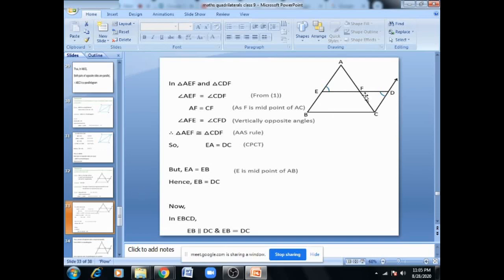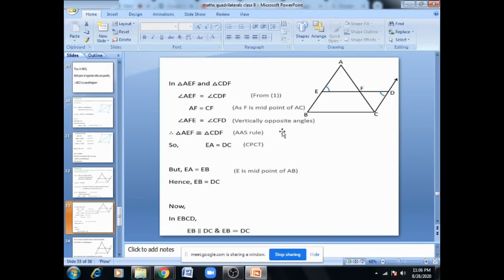Once the triangles are congruent, we know that their corresponding matching parts become equal. Therefore, we can say EA is equal to DC. These two sides are the corresponding parts of congruent triangles. So by CPCT, AE is equal to CD. So we have mentioned here EA is equal to DC by CPCT.